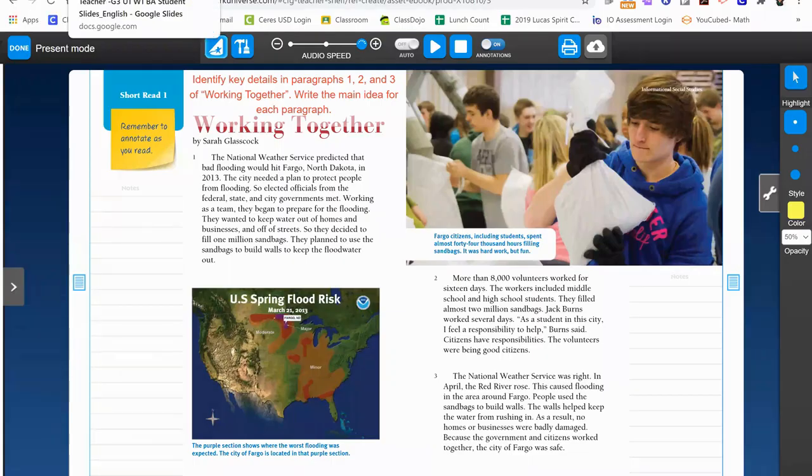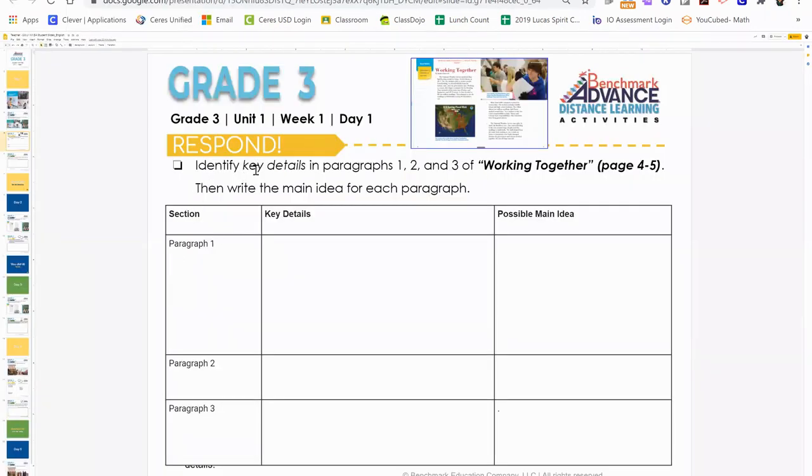So if we look at the directions on the slides, the directions say that we will be identifying key details in paragraphs 1, 2, and 3 of Working Together. Then we will write the main idea for each paragraph. In this video, I will model how to identify key details in paragraph 1, and then you will be identifying key details in paragraphs 2 and 3. So I'm going to open up my story.